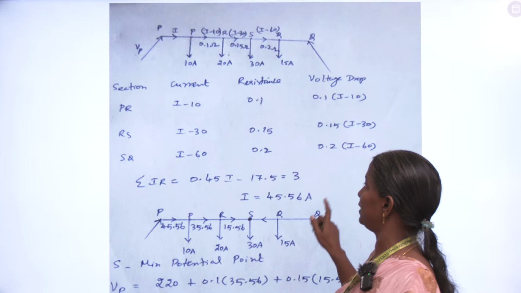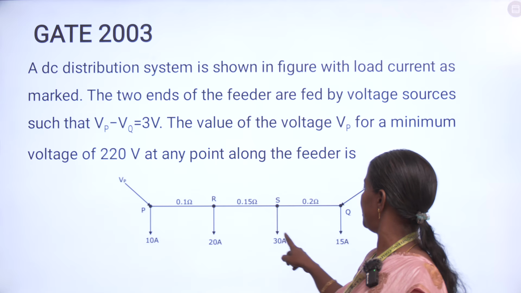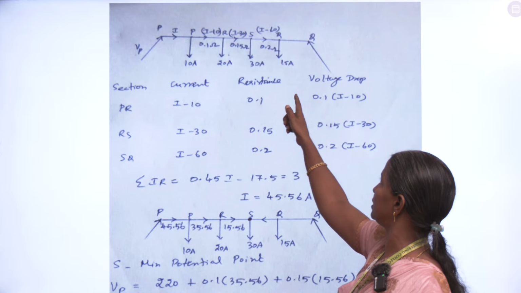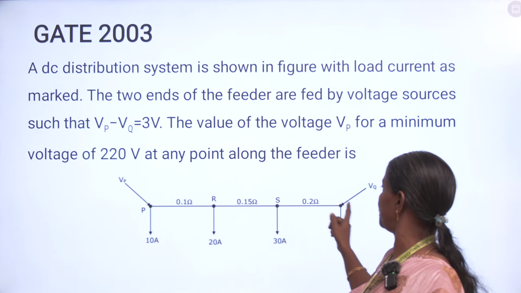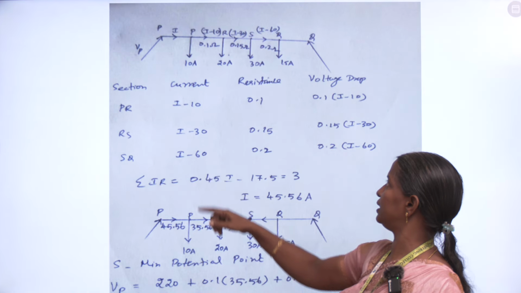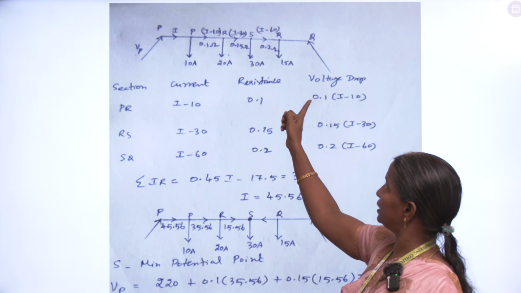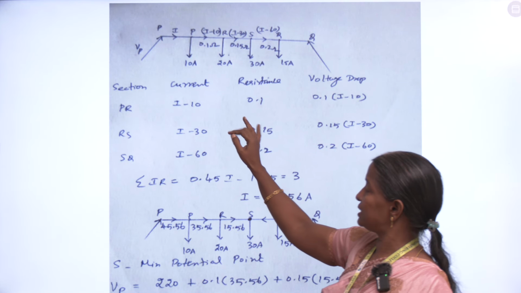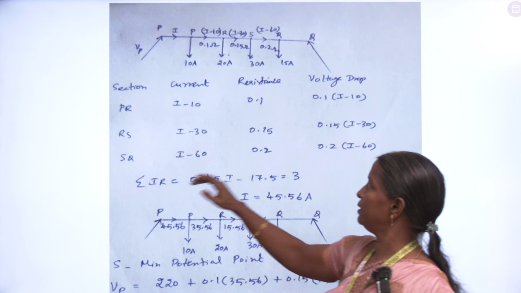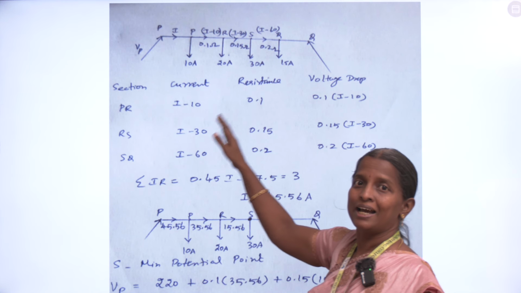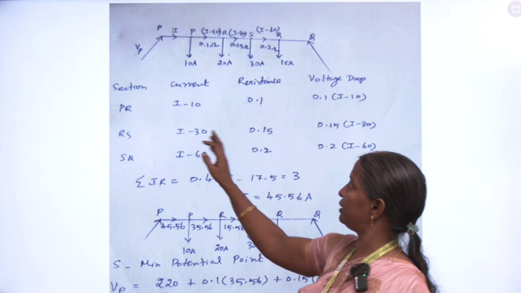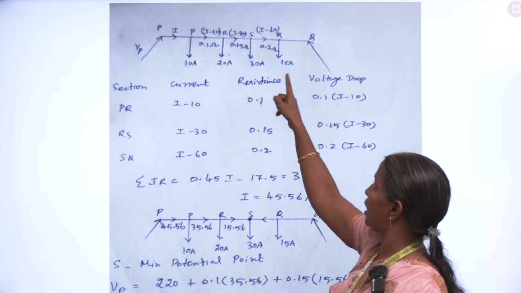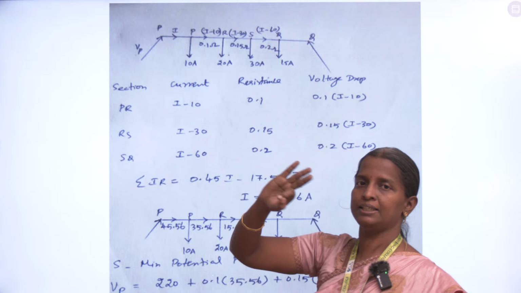So the same diagram, I have taken 10, 20, 30, 15, and the feeding points are P and Q. In between we have R and S. Similarly, we have to do the tabular column. How many sections are there? Current in each section, resistance of each section and the voltage drop. The sections are P to R, R to S, S to Q. So there are 3 sections.